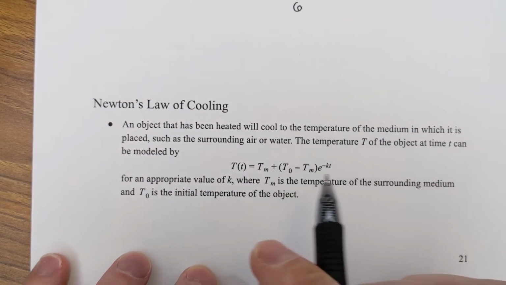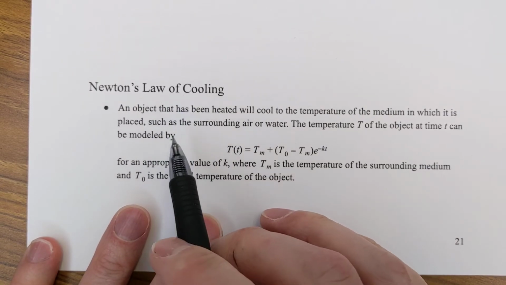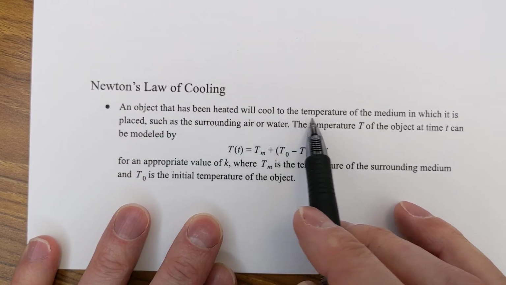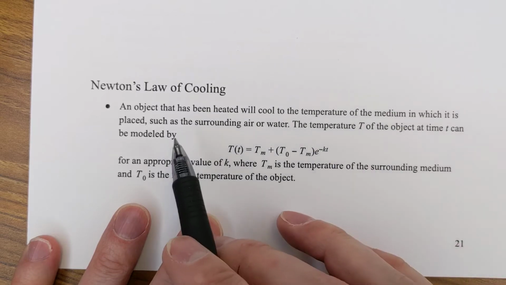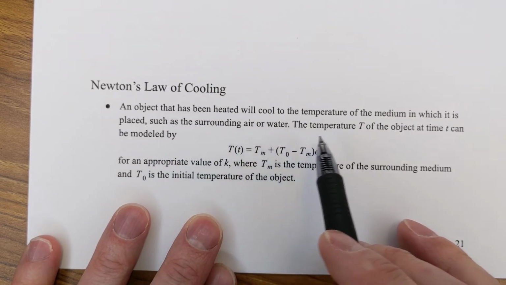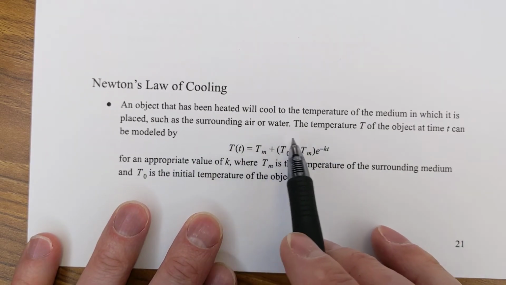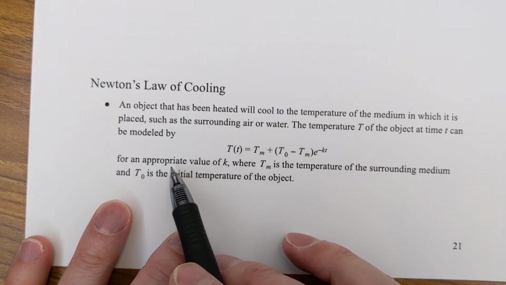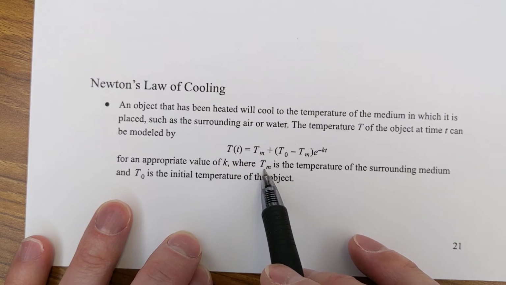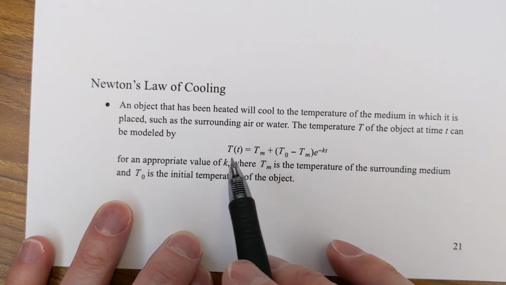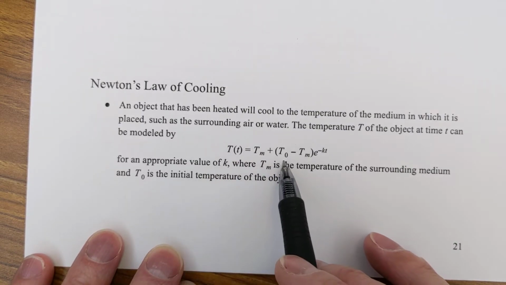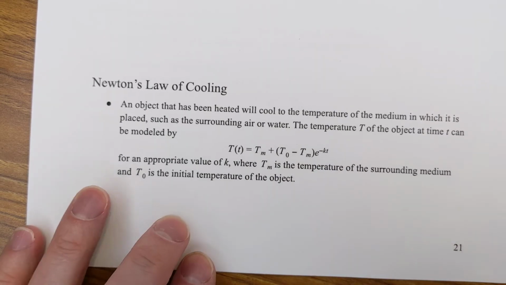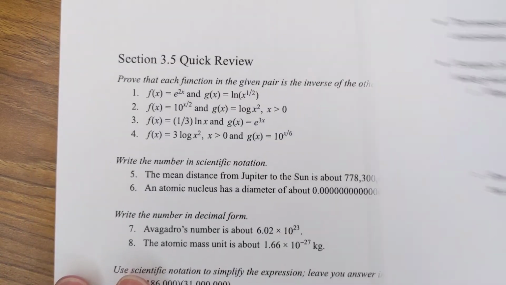Okay, we also have this formula called Newton's law of cooling. An object that has been heated will cool to the temperature of the medium, so the surroundings, when it's placed in something such as the air or the water. The temperature T of an object at time little t can be modeled by this equation for an appropriate value of k, where Tm is the temperature of the medium, so like the surrounding temperature, T0 is the initial temperature of the object, and we'll have to figure out what k is.